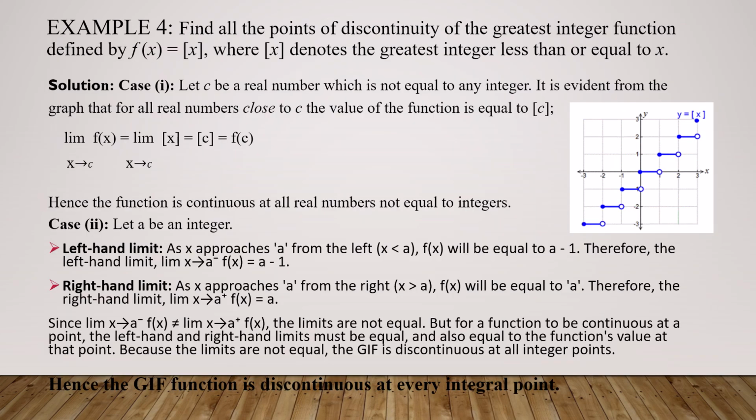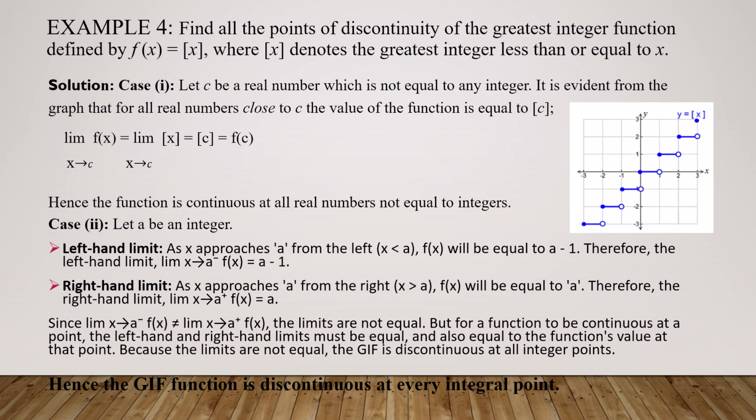Example 4. Find all the points of discontinuity of the greatest integer function defined by f(x) is equal to box of x, where box of x denotes the greatest integer less than or equal to x. We have discussed this function previously also. It is an important function. It gives the greatest integer which is less than or equal to the given number. Now two cases are there.